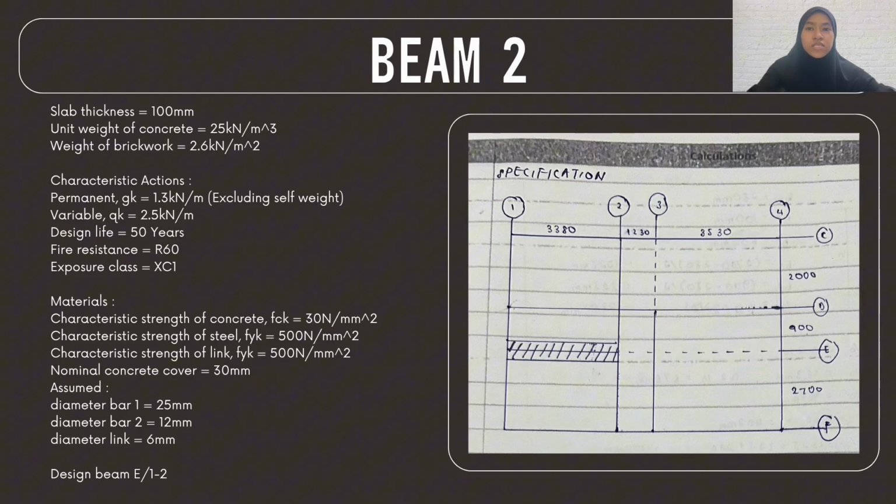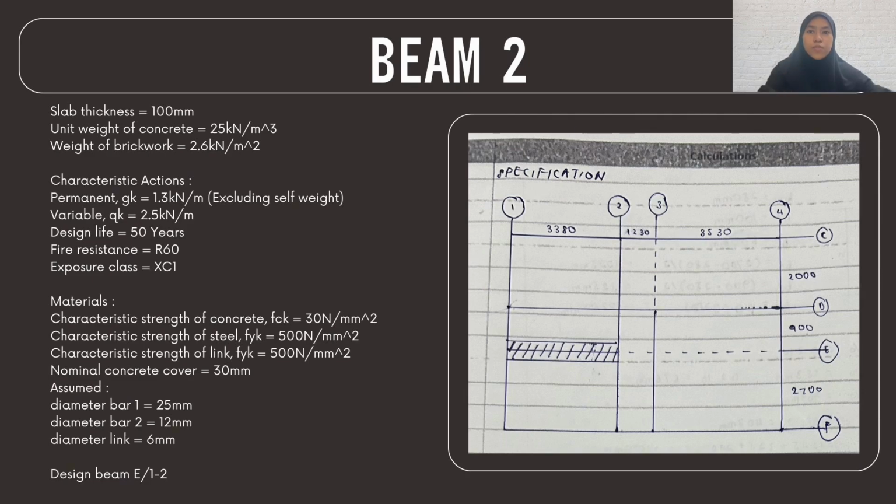First, let's look at the basic information. The slab thickness is 100 mm. The unit weight of concrete is 25 kilonewtons per cubic meter, and the weight of brickwork is 2.6 kilonewtons per square meter. For the characteristic actions, the permanent load excluding self-weight is 1.3 kN per meter. The variable load is 2.5 kilonewtons per meter. The design life is 50 years. Fire resistance is R60 and the exposure class is XC1.